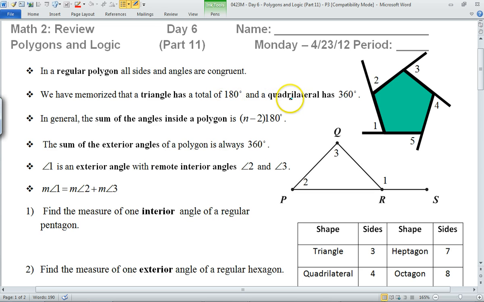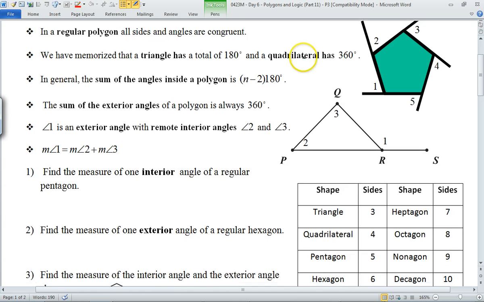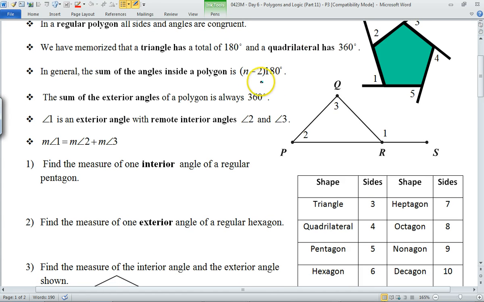We've already memorized if it's a quadrilateral, a 4-sided figure, that means it's going to have 360 degrees inside. But if it's anything bigger than that, we haven't really memorized it. So we have to use this formula. The degrees inside of a shape, we could use n minus 2 times 180, n being the number of sides. So you used to know that. Just bring it back to the front of your brain.